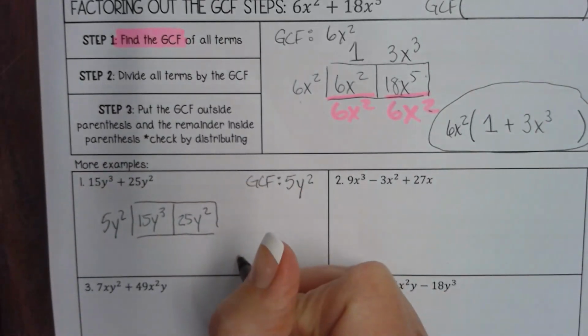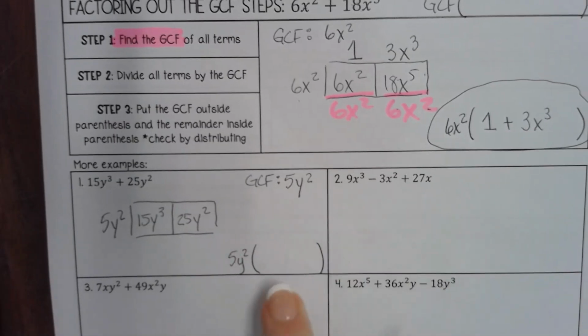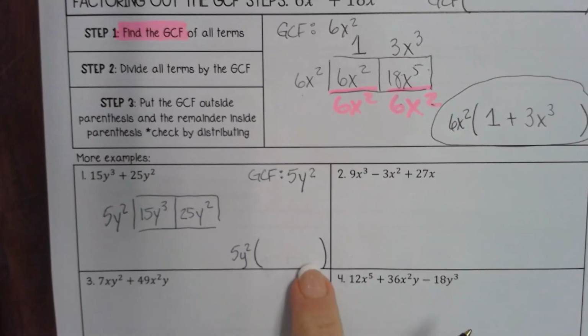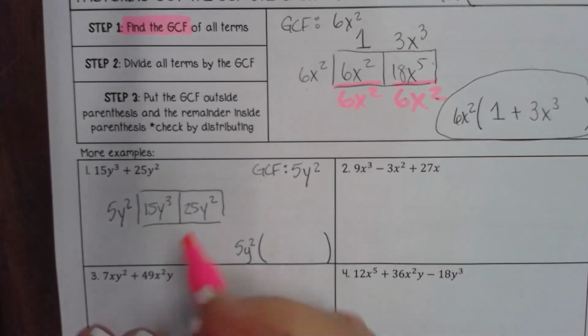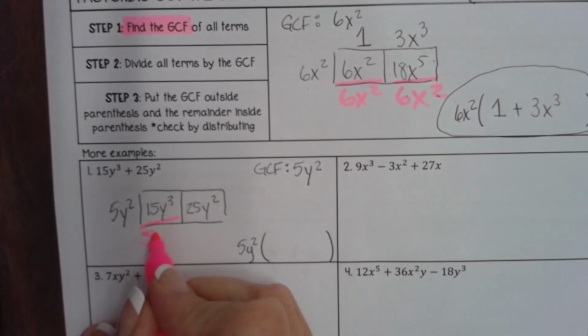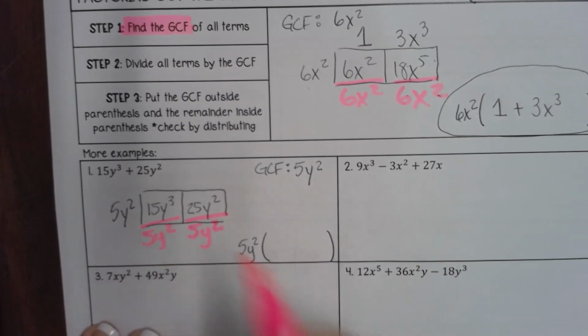And y'all, you can go ahead on over here and get your factored form set up. It's going to end up looking like this, but I need to know what goes in the parentheses. So the way I do that is I divide my terms by the greatest common factor. So I'm going to divide both of these by 5y squared. Okay?